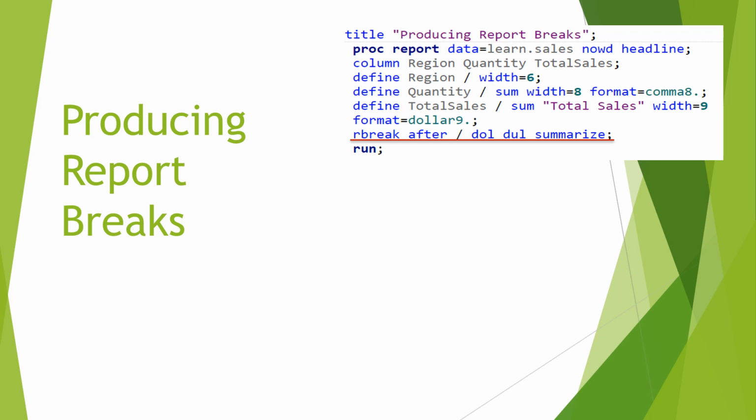Taking an example of this sales dataset, you want to see the total for quantity and total sales at the bottom of this report with double lines printed above and below the values.